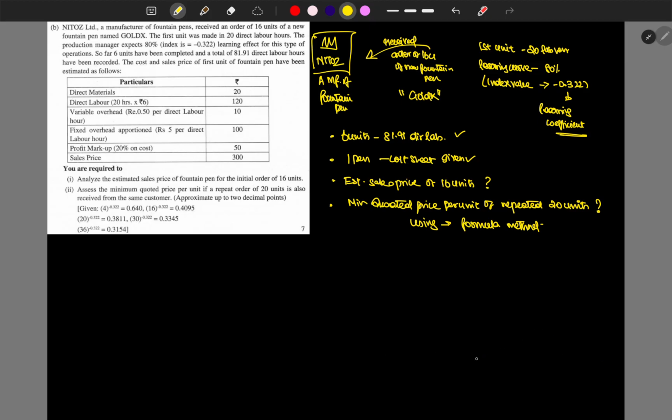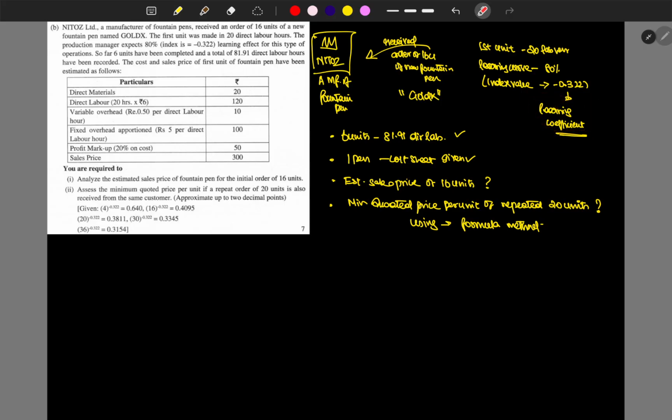That's what we are going to understand with this concept. Okay guys, let's get into the problem directly. Nithos Limited, a manufacturer of fountain pens, received an order of 16 units of a fountain pen called Goldex. The first unit takes 20 labor hours to produce, and the learning curve the company mentioned is 80%, and the learning coefficient is also given.